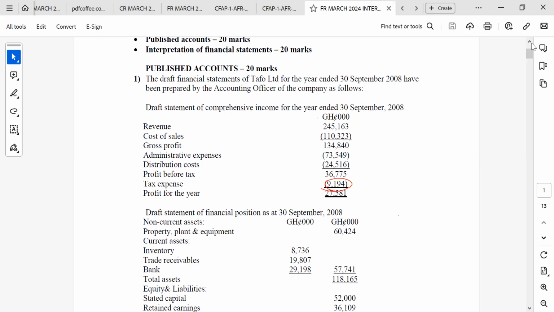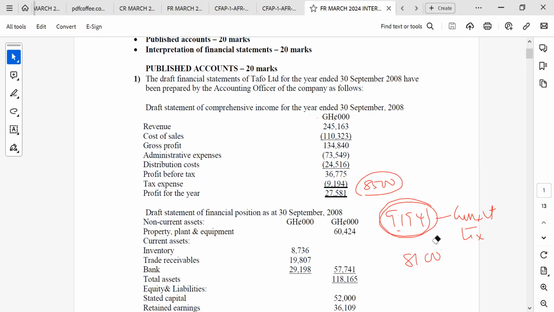Okay, assuming that our current tax over here was 8,500. The tax expense over here is 8,500, but in the statement of financial position it is 9,194. The figure in the statement of financial position is the actual current tax for the year. It means that there was over provision of certain amounts. So if they are giving you a current tax estimate, you have to use the 8,100 now and use the over provision to adjust it.